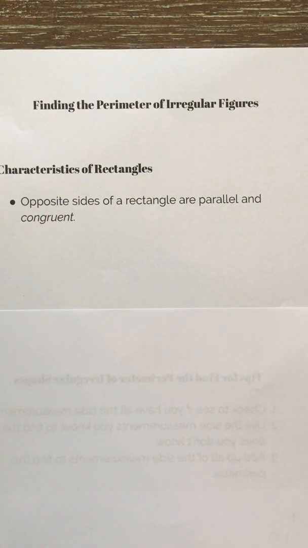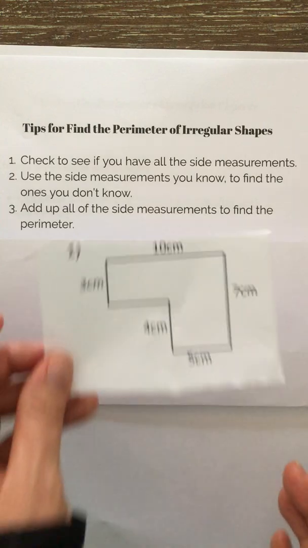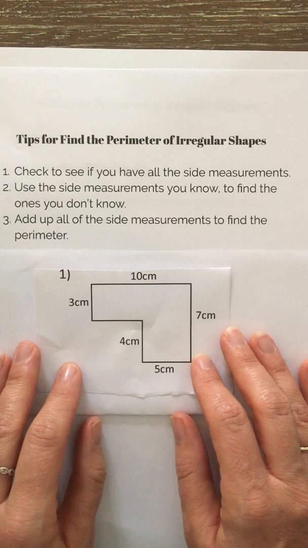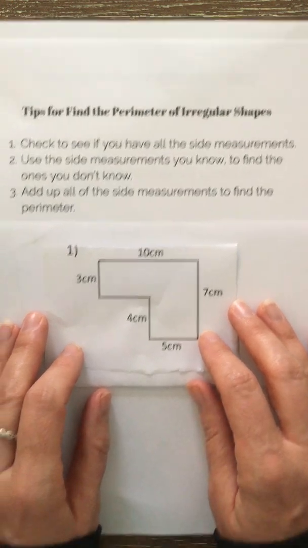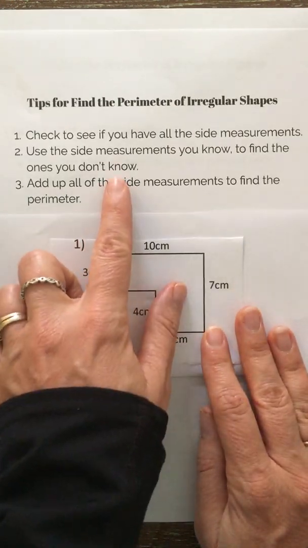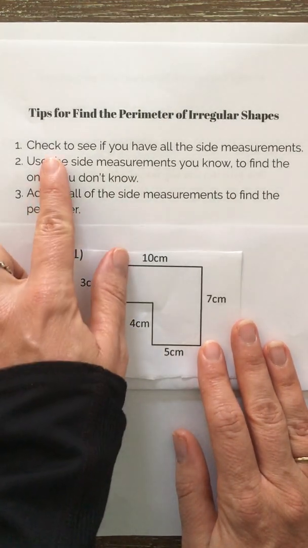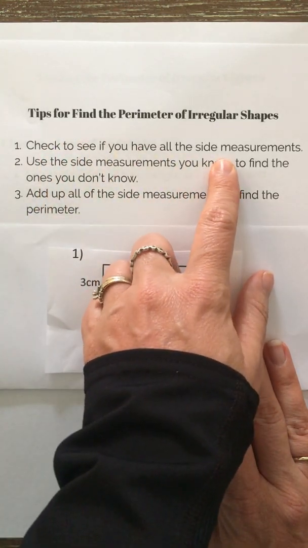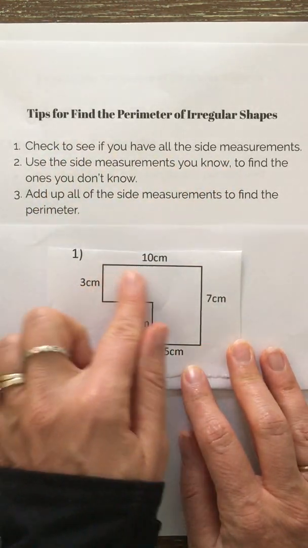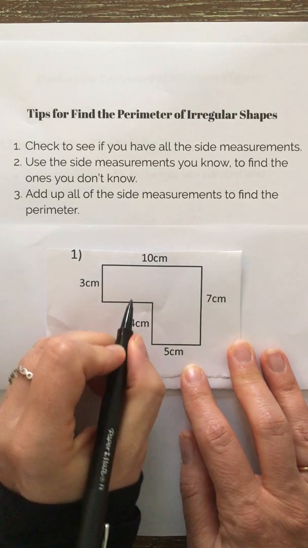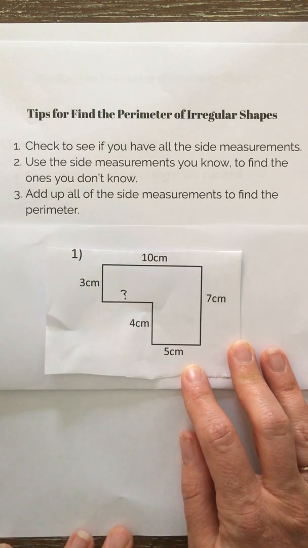Okay, so I'm going to go back to the problem that we had on Monday. These should look familiar. So you should have solved a problem like this, and what you had to do is find the missing side lengths and then calculate the perimeter. So we're going to start off, and we always need to remember our tips when finding the perimeter of irregular shapes. Our first one is just check to see if you have all the side measurements. So I'm going to go down here and I'm going to see if any of my side measurements are missing. Well, I do. I see one that's missing, this one right here. Okay, so that was my first step.